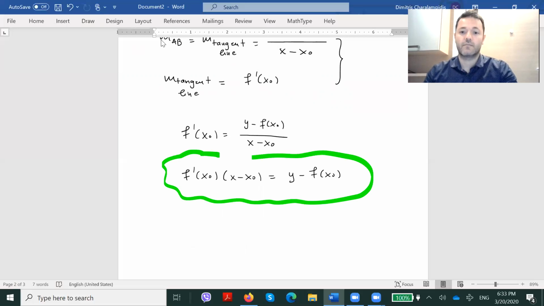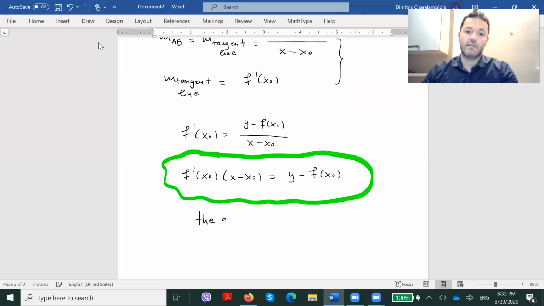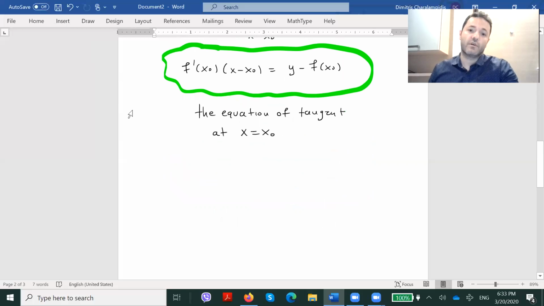This is the equation of tangent line at the point with x coordinate x0. Now, of course, if we are asked to find the equation of the tangent line of a given function f at a given point, we don't necessarily need to do all this process. We can simply apply the last formula found. Let's see a quick example.